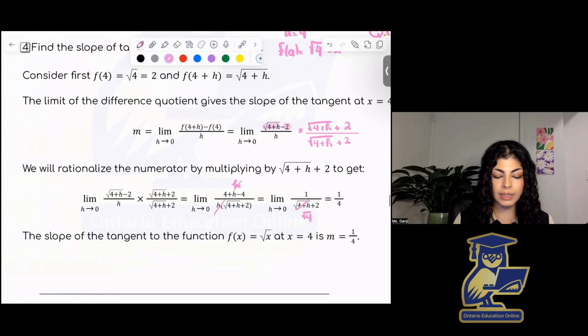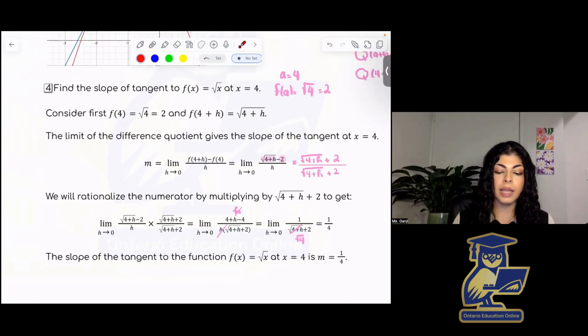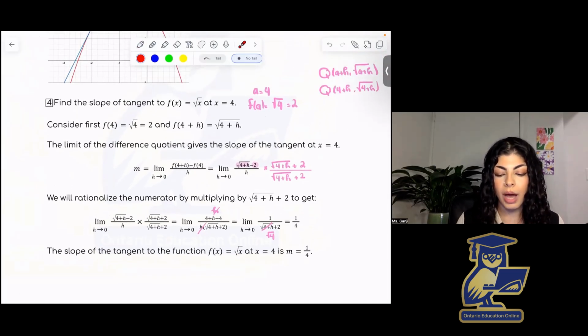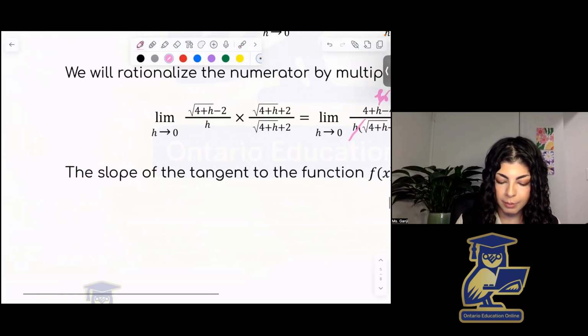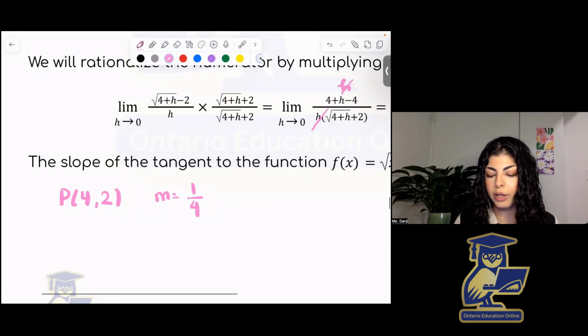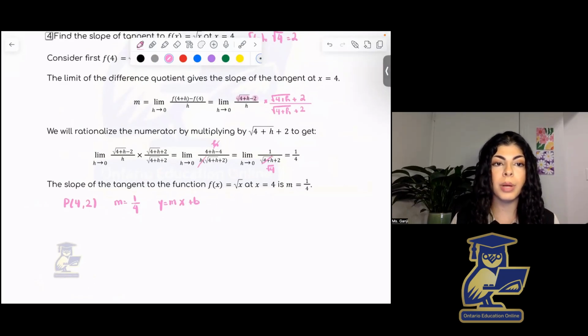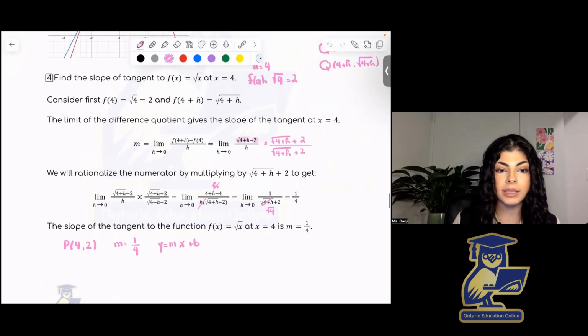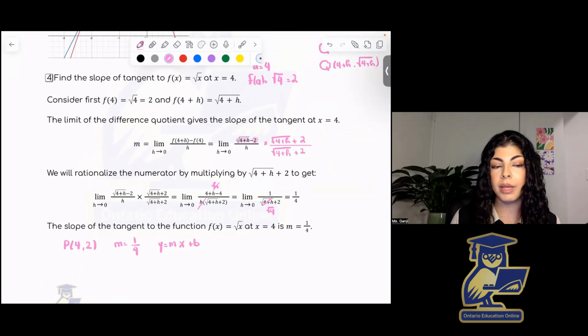And so our concluding sentence here, we can write: the slope of the tangent to the function f of x equals square root of x at x equals 4 is m equals 1 over 4. And if you were asked to find the equation of the tangent, you would just have to use the point. So let's define our point as P(4, 2). Knowing that m is 1 over 4, you can find y equals mx plus b, and this will just be the equation of your tangent, but here you're just asked to find the slope. So please make that distinction of whether you're asked to find the slope or the equation, because one will save you some time if you're just finding the slope.